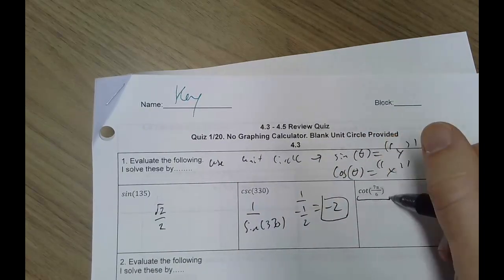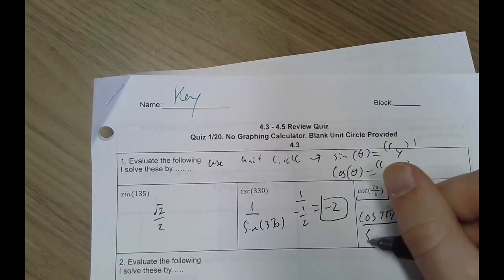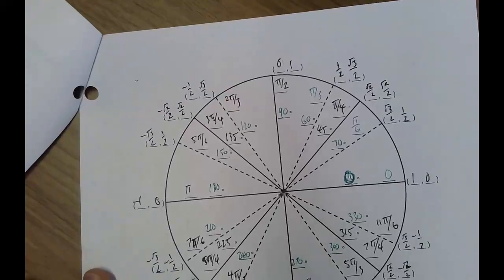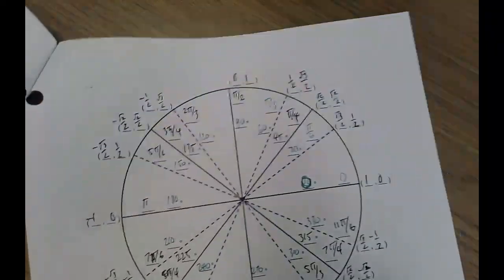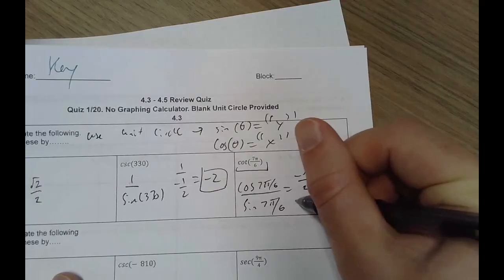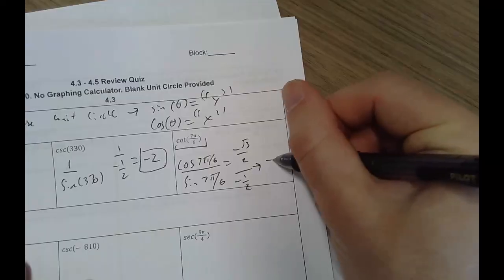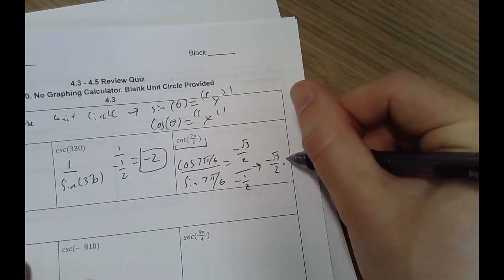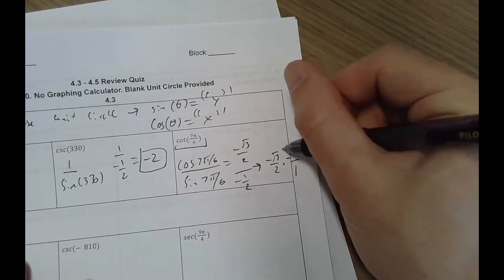Last one, cotangent 7 pi over 6. That's going to be cosine 7 pi over 6 over sine 7 pi over 6. So cosine over sine, 7 pi over 6 is right here. Cosine divided by sine. So negative root 3 over 2 over negative 1/2. This is the keep change flip, right? So negative root 3 over 2 times negative 2 over 1. Cancel, cancel. That's just going to be root 3.